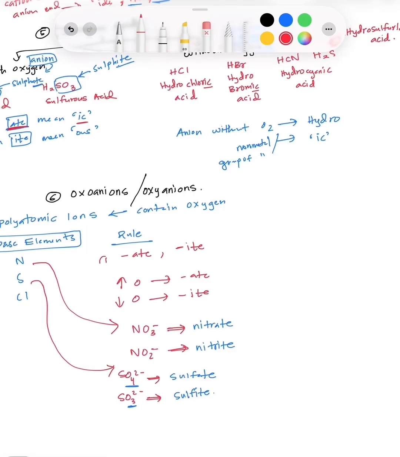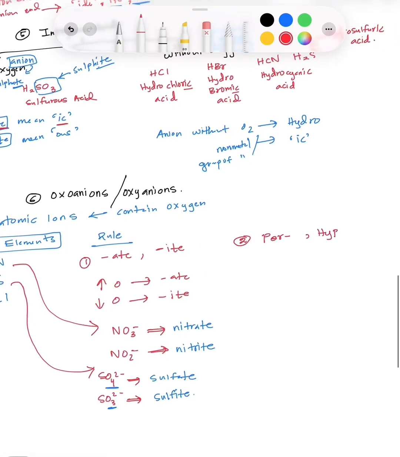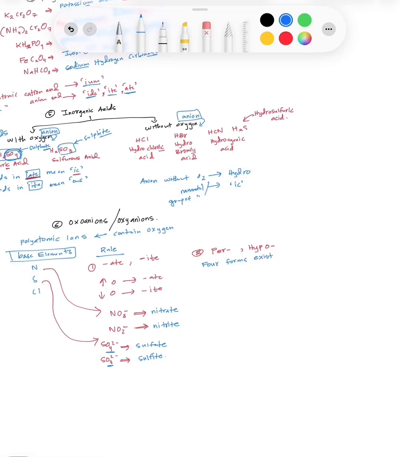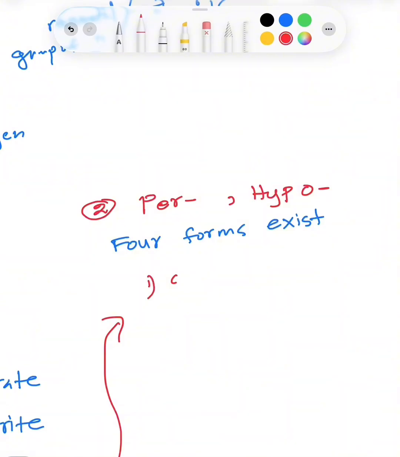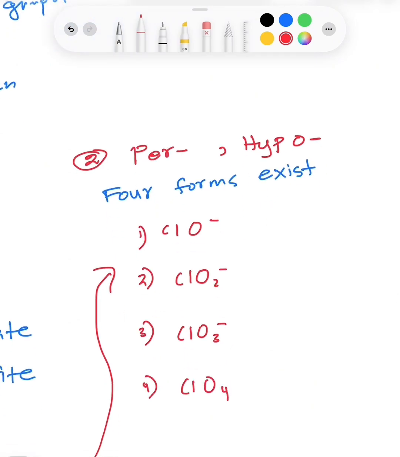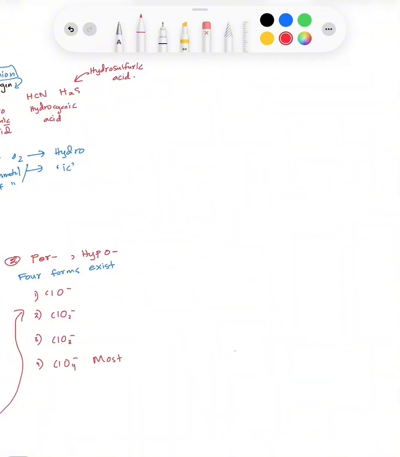Rule number 2 is per or hypo. This is used when 4 forms exist. Let me take the chlorine series, like 4 forms. There is the first form, the second form, the third one, and then the 4th one. So these are the 4 forms. This one has the most number of oxygen, and here 1 less, here also 1 less, and here the least number of oxygen is there in these compounds.